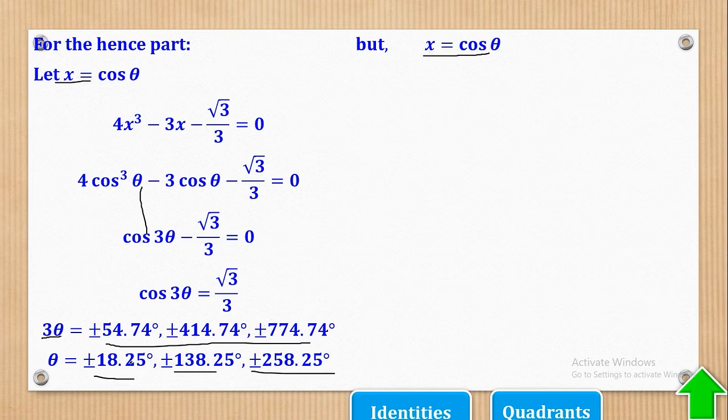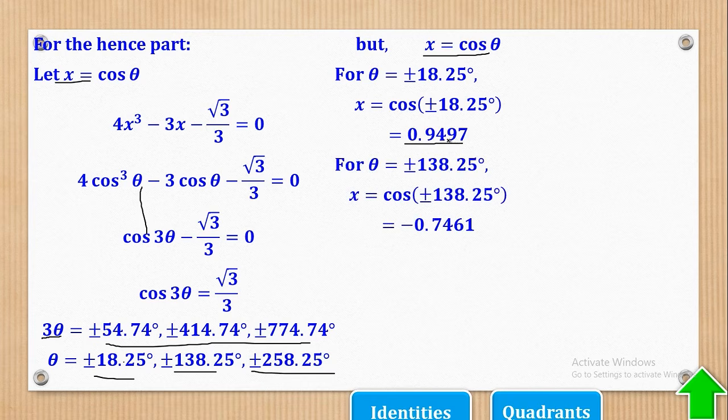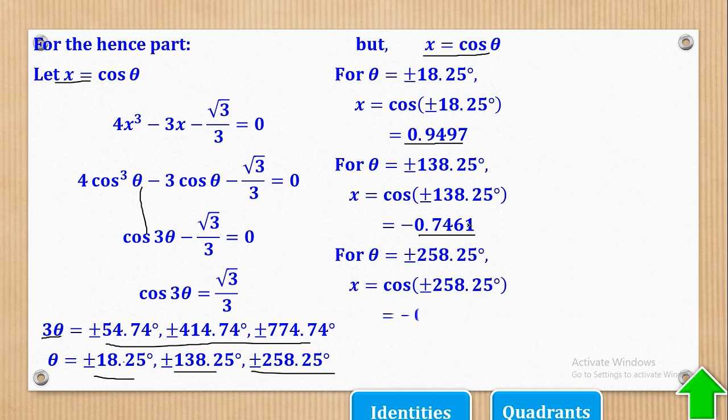So when theta is that, we have to get the corresponding value of x, and it will be 0.9497. And when theta is that, we have to get the corresponding value of x, and it will be negative 0.7461. And when theta is that, we have to get the corresponding value of x, and that will be negative 0.2036. So those are the 3 roots of this equation.